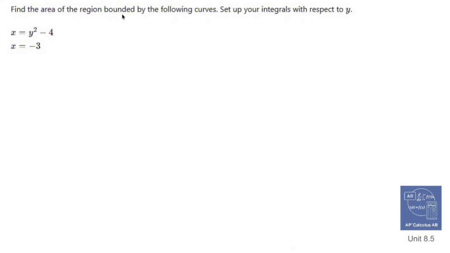Find the area of the region bounded by the following curves. Set up your integrals with respect to y. Oh, so we're doing something different now. Same idea though. You're going to find your limits of integration, then subtract f of y minus g of y, because they're two different ones. Then we're going to integrate that with respect to dy.